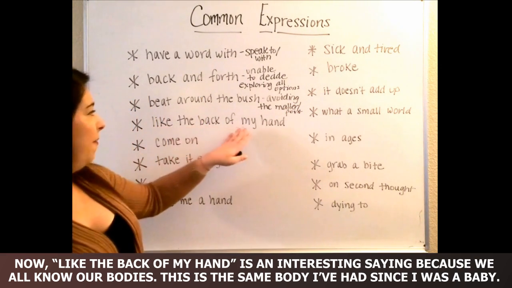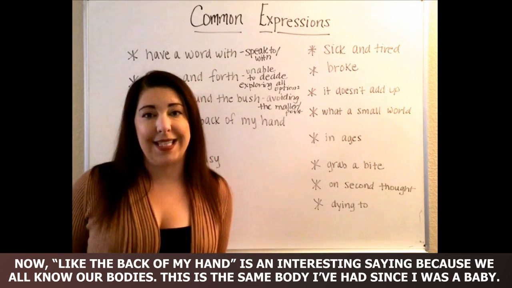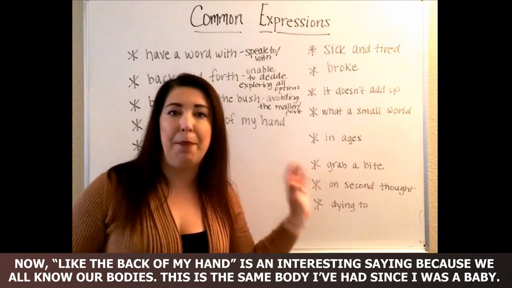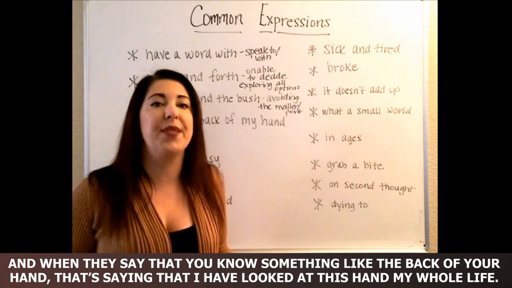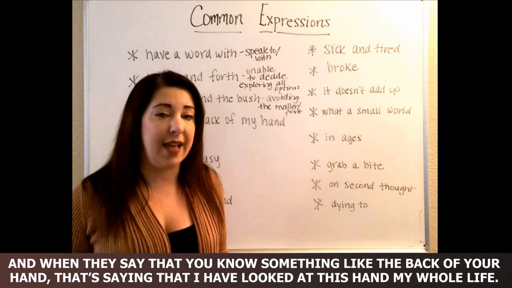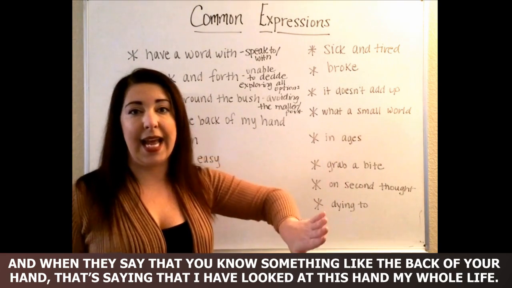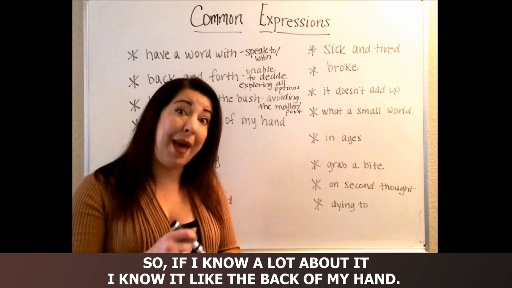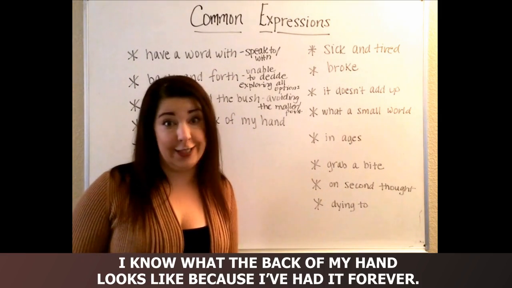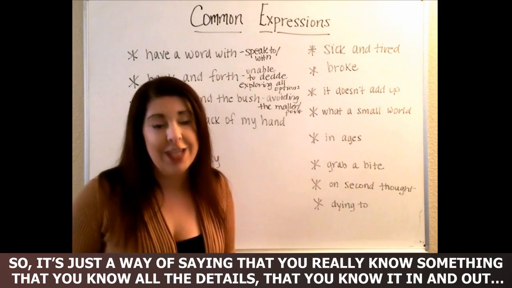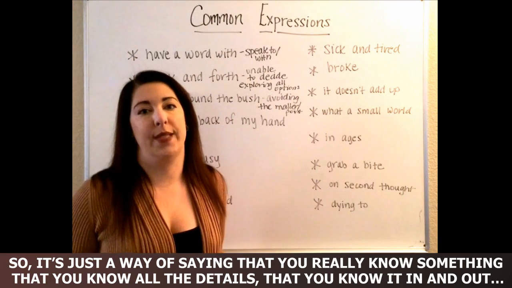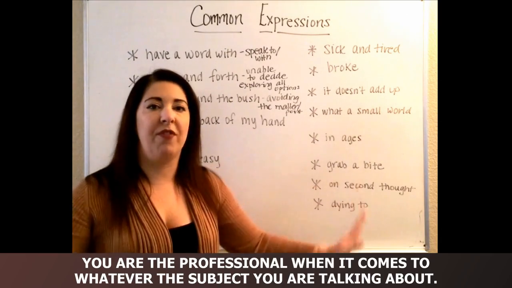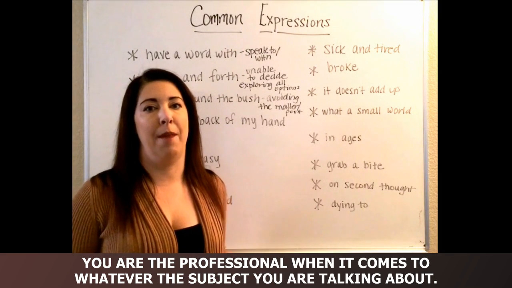Now, "like the back of my hand" is an interesting saying because we all know our bodies. This is the same body I've had since I was a baby. And when they say that you know something like the back of your hand, that's saying that I have looked at this hand my whole life. So if I know a lot about it, I know it like the back of my hand. I know what the back of my hand looks like because I've had it forever. So it's just a way of saying that you really know something, that you know all of the details, that you know it in and out. You are the professional when it comes to whatever the subject is that you're talking about.